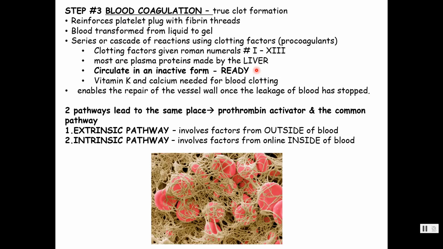But they're ready. Another thing I want you to keep in mind, because it can come up clinically, is that vitamin K and calcium are needed for this blood clotting process. So there are two pathways that lead to the same place. Both of these pathways lead to prothrombin activator and what's called the common pathway. We have the extrinsic pathway, and that word extrinsic means something from outside. To be honest, this is like normal blood clotting, like you think of when you cut yourself. It involves factors from outside the blood, so it can involve tissue factors. The intrinsic pathway involves factors only inside of the blood.